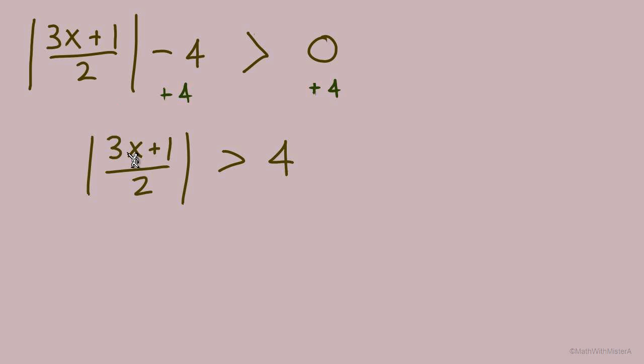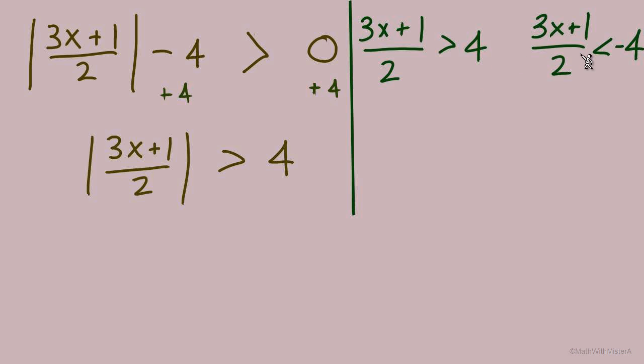Now my absolute value part is isolated, and now I can proceed with this problem as we have with the last few examples. Absolute value of 3x plus 1 over 2 is isolated. We're saying it's greater than 4. So now, is this setting us up with two intervals or one interval? And we should see two intervals. One interval going farther to the right, farther than 4, and the other interval going farther to the left, farther than negative 4. So I'm splitting this up into two inequalities. 3x plus 1 over 2 is greater than 4, and 3x plus 1 over 2 is less than negative 4. Farther to the right than positive 4, farther to the left than negative 4.